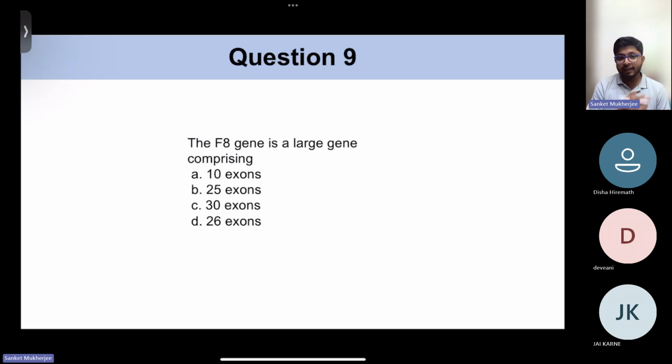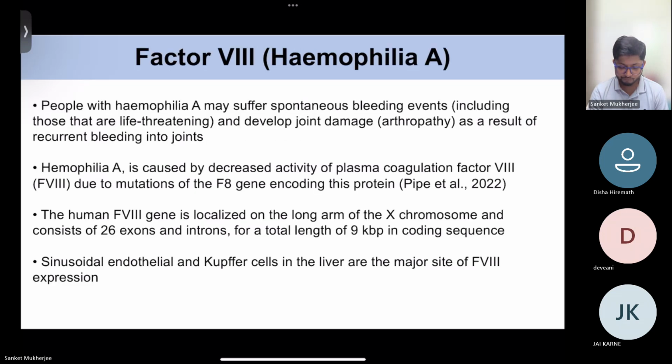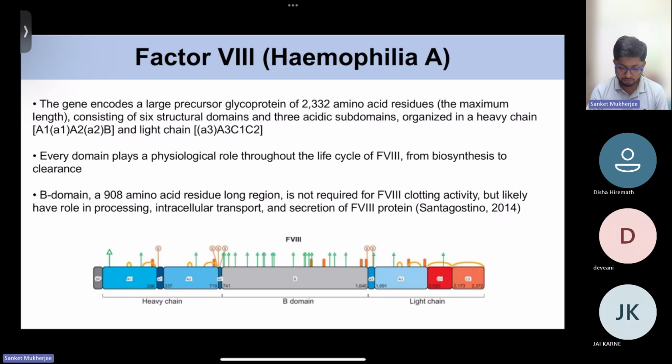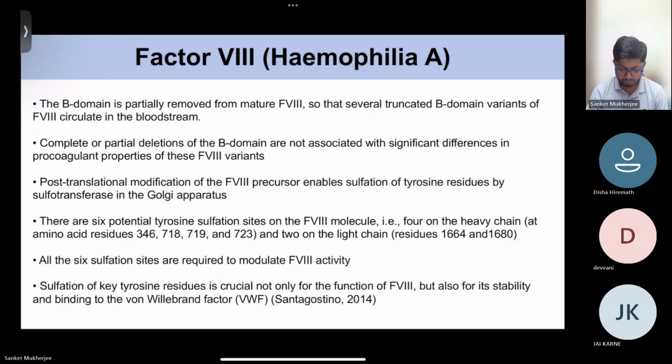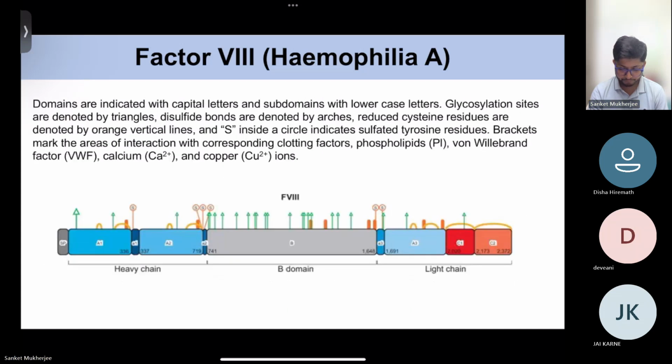Question 9. The F8 gene is a large gene comprising of 10 exons, 25 exons, 30 exons, or 26 exons. This is the structure of factor 8. Do any of you remember? It has 26 exons and introns. This is how it looks. You can read about it.